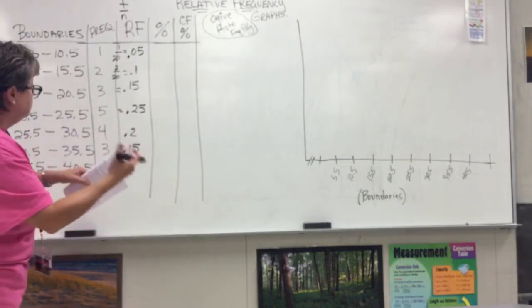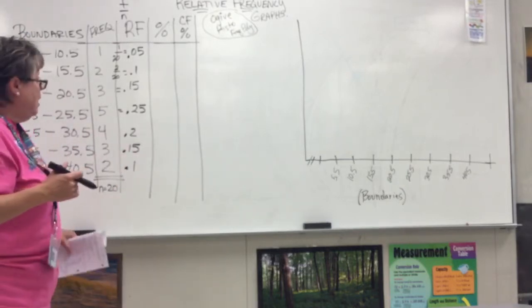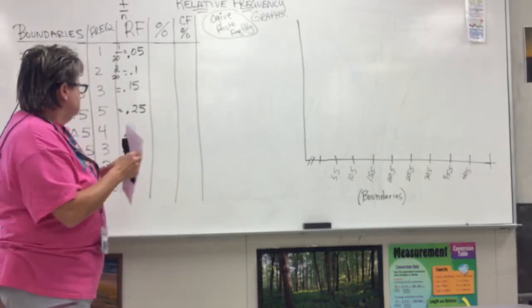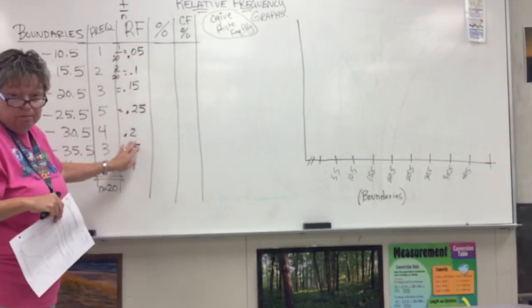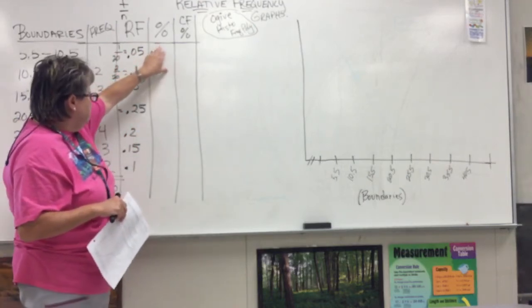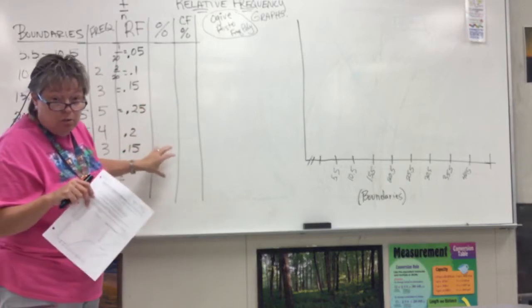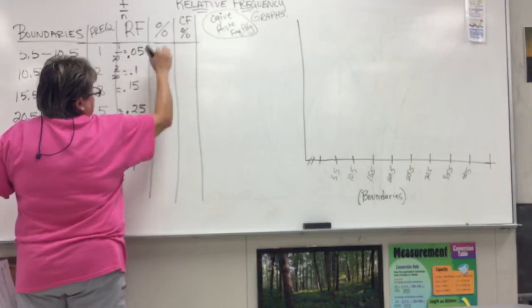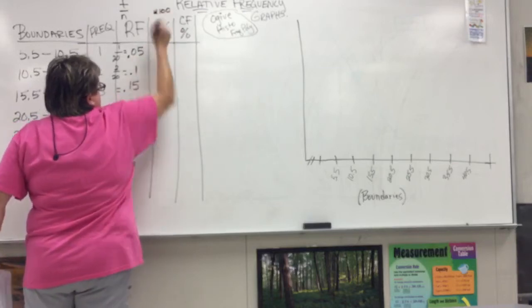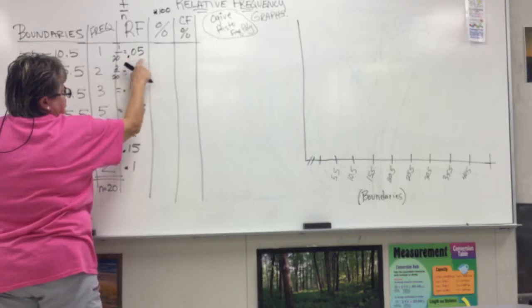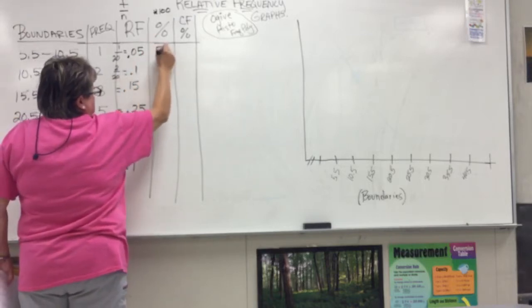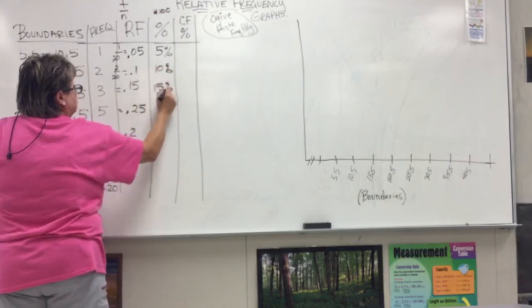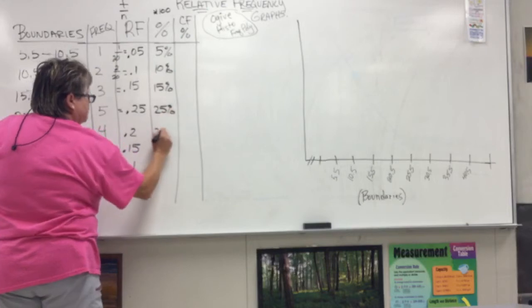Okay. Next, we want to create a percent column. And the reason I'm having you do a percent column is there's 2 ways I could show you a relative frequency graph. One is by plotting everything in terms of decimals. The other way is plotting everything in terms of percentages, and that's the way I'm going to choose to show you today. Okay, so in going from decimal to percent, you'll remember that's multiplying by 100, or just simply take that decimal point, go 2 to the right, and you have your percent. So 5%, 10%, 15, 25, and so forth.